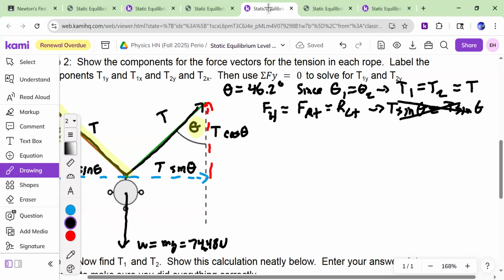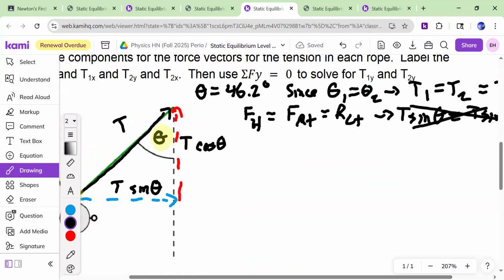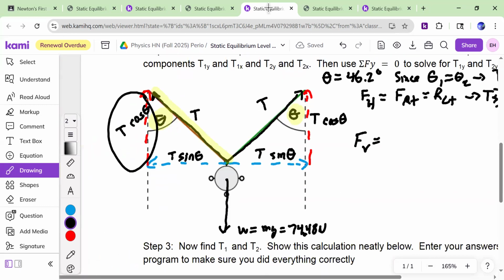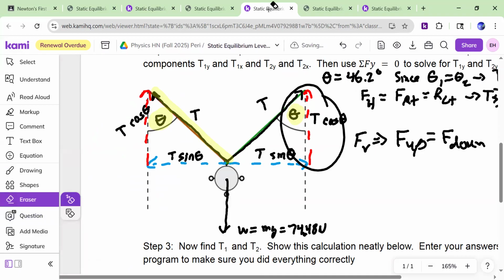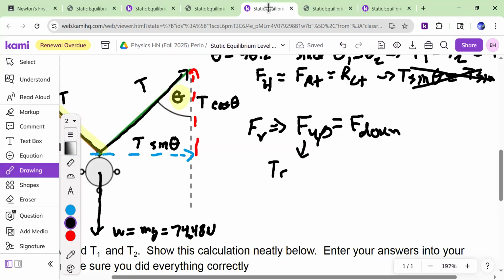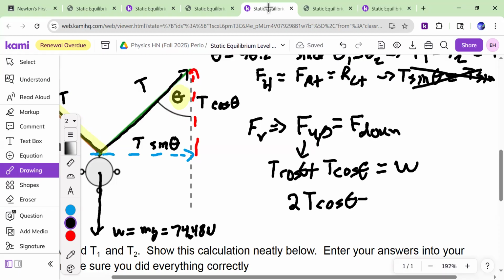Now force vertical, okay? Force vertical would look like this. Force vertical, I have tension cosine. That's one force going up. Okay, because remember, I'm going force up equals force down. Well, if you notice, guys, I have two forces that are going up, tension cosine on the left and tension cosine on the right. So for force up, I've got tension cosine plus tension cosine of theta equals force down, which is your weight. So if I add these together, tension cosine plus tension cosine is 2 times tension cosine equals the weight.